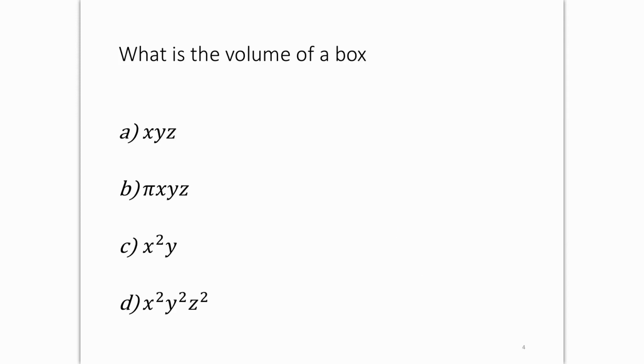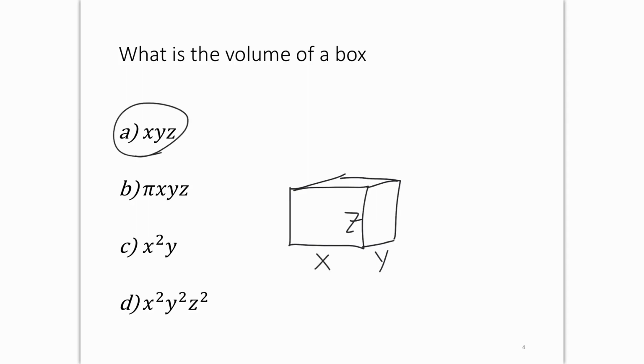What about the volume of a box? Well, if we were to draw ourselves a box, it's a little tricky in 3D. A box would have 3 dimensions, x and y and z. And for a box, you simply multiply all 3 together. So the answer is A.